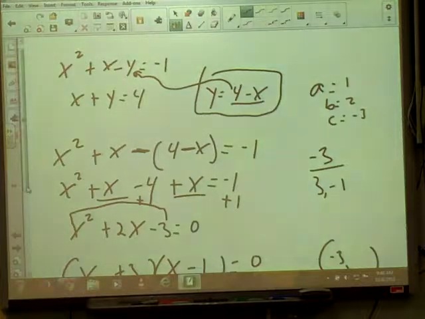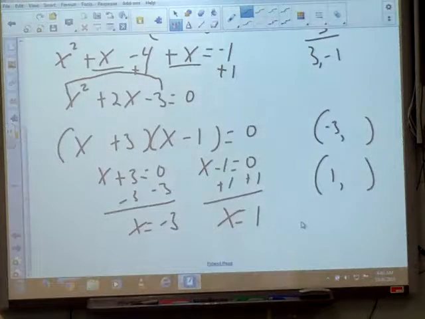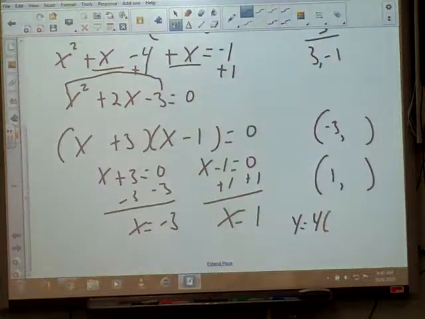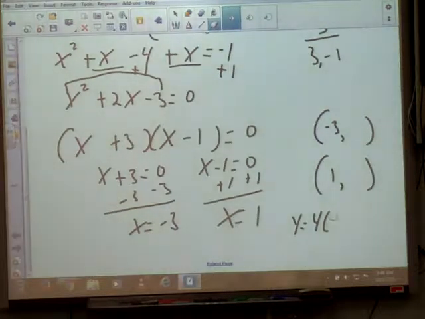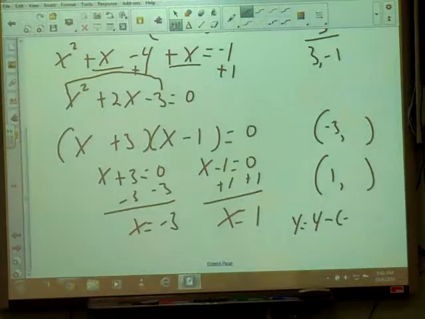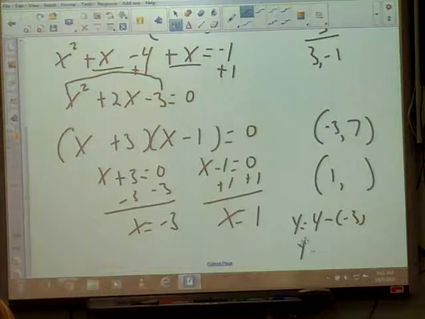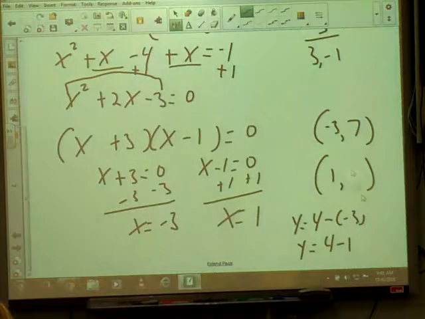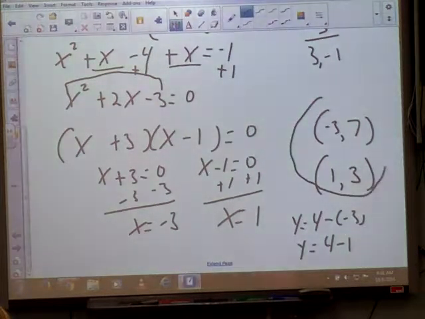Okay, I set it up for you there, what we're looking for. Those are only half of our answers. Those are the X's of those ordered pairs. So we have to take those and plug them in somewhere to find your y's. Look back at your equations and find a good spot to plug those in to find your y's.